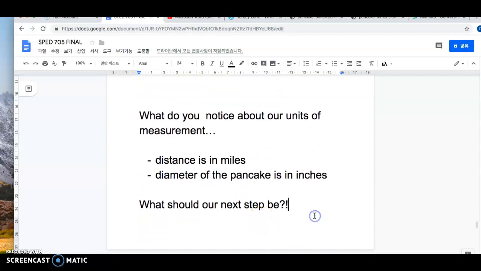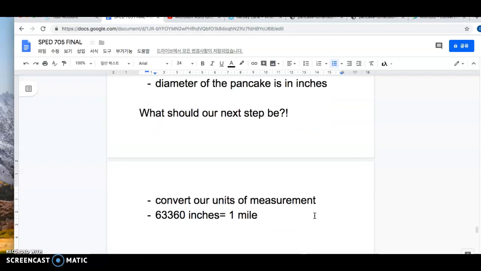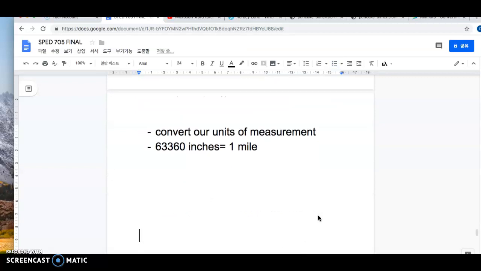So we are going to need to convert our units of measurement. And we know, based on the information that we were given, there are 63,360 inches in 1 mile. So I'm going to give you some time right now at your table groups to determine how you could use this information to help solve our problem of pancakes from Austin to Denver.